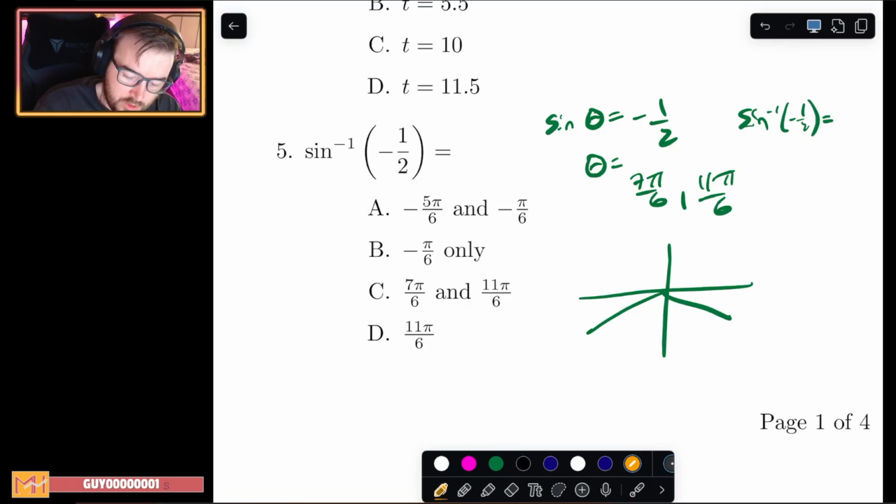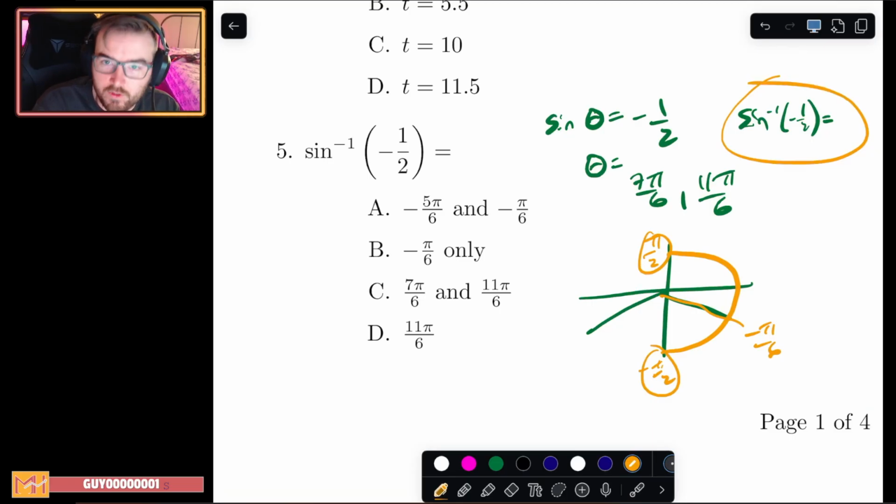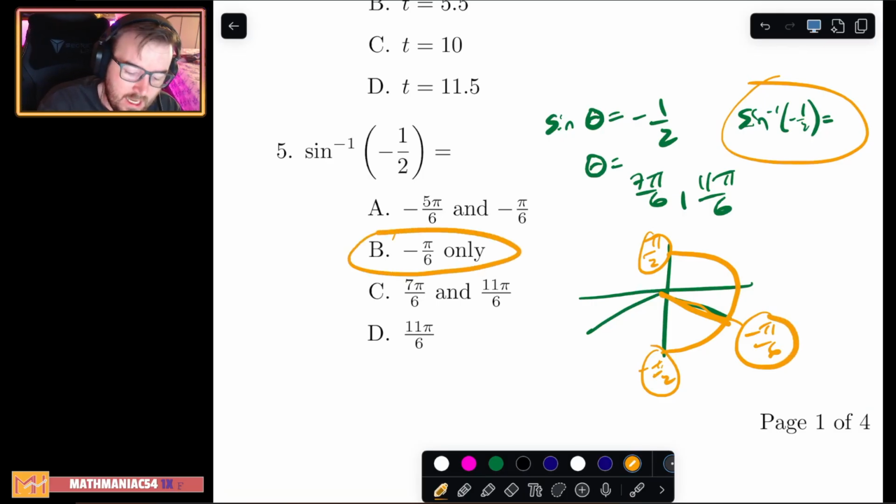Inverse sine is restricted to pi over 2 to negative pi over 2. And 11 pi over 6 is kind of what we're looking for, except we need to express it as a negative angle to keep it within the restriction that we know inverse sine needs to be in. 11 pi over 6 is the same thing as negative pi over 6. And that's the answer. B. A lot of people choosing C.